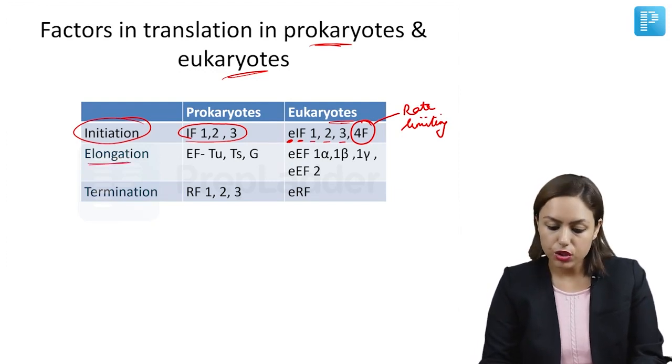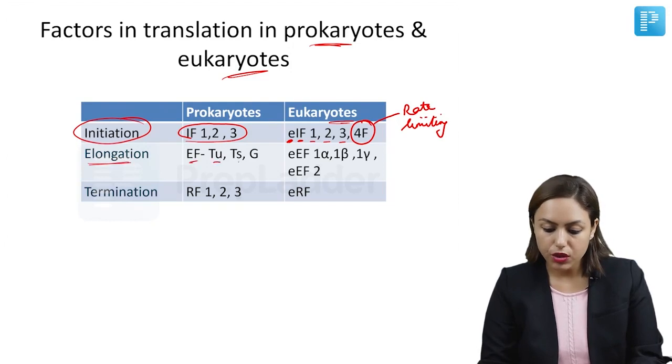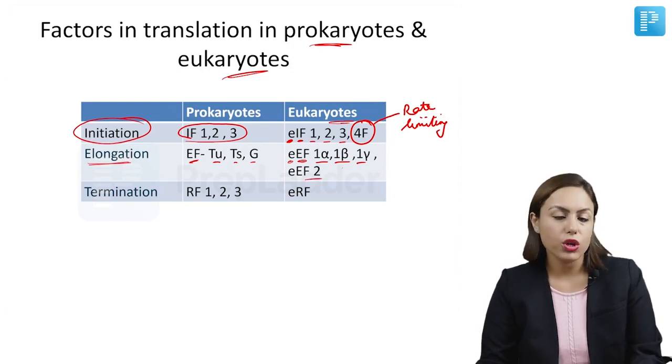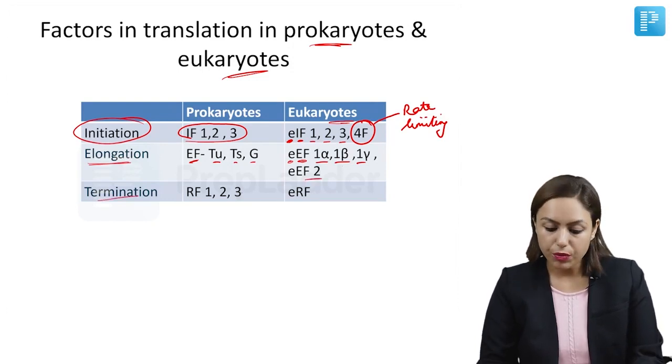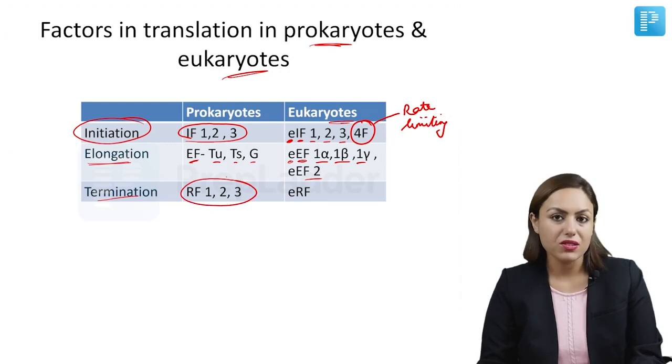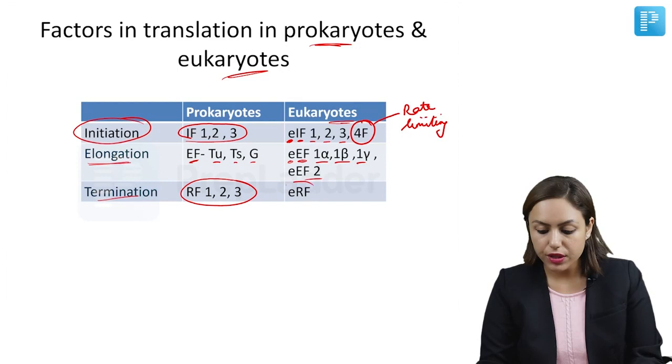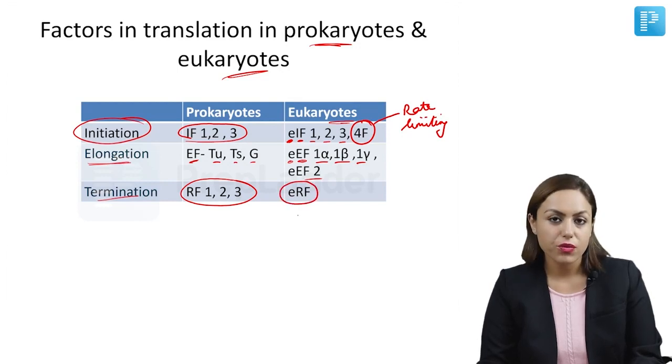Then in elongation, EF-Tu, that is elongation factor Tu, Ts and G in prokaryotes, and in eukaryotes it is eukaryotic elongation factor 1 alpha, 1 beta, 1 gamma and elongation factor 2, right? Then for termination there are 3 releasing factors in prokaryotes, but there is a single eukaryotic releasing factor in eukaryotes, right?